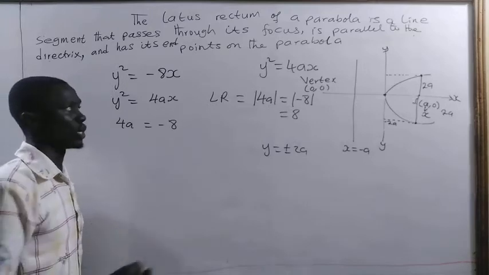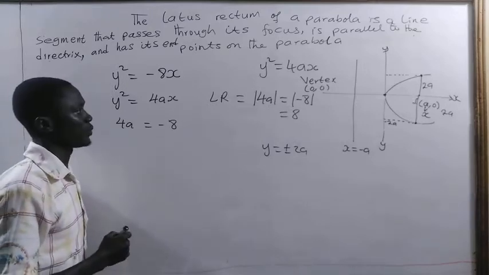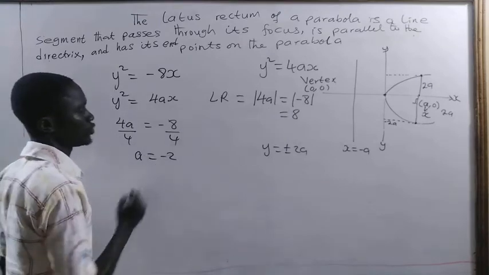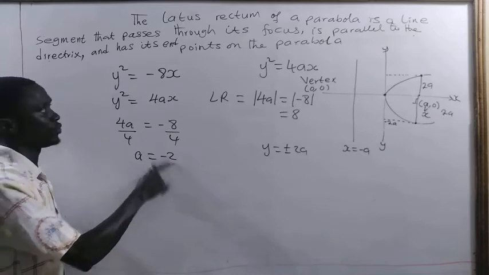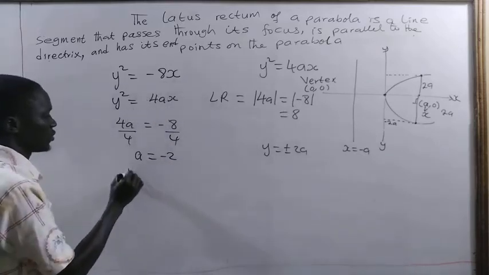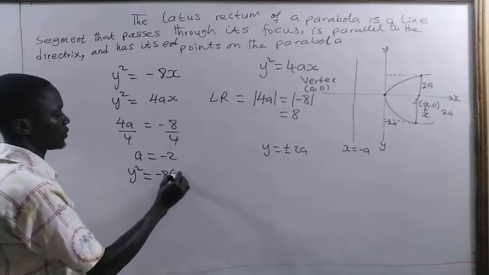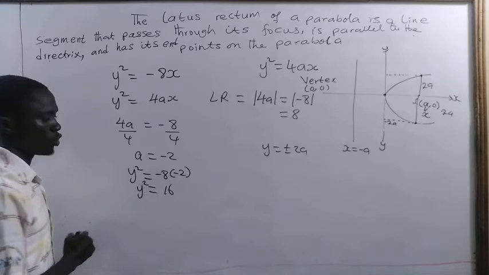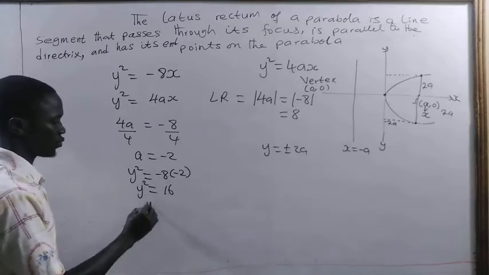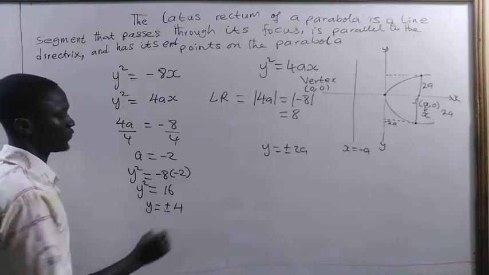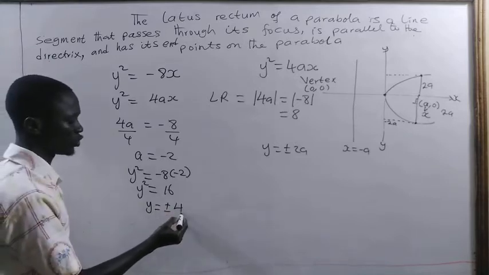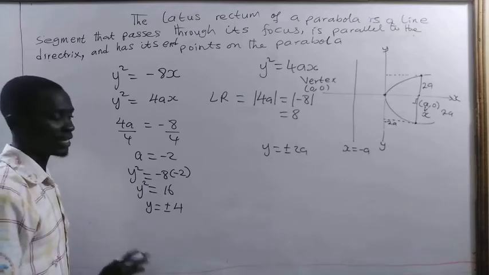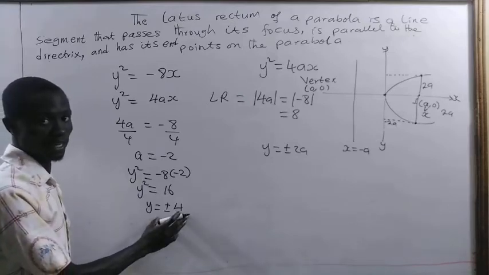How do we determine the endpoints of the Latus rectum? To determine the endpoints, we divide by 4, and obtain our a to be negative 2. Now since a is equal to negative 2, x is also equal to negative 2. So we write y squared equal to minus 8 times minus 2. And that will give us positive 16 equal to y squared. And if we take the square root of both sides, we have y equal to plus or minus 4. So here the endpoints of the Latus rectum will be positive 4, negative 4. Very, very simple as that. That is the endpoints of the Latus rectum.